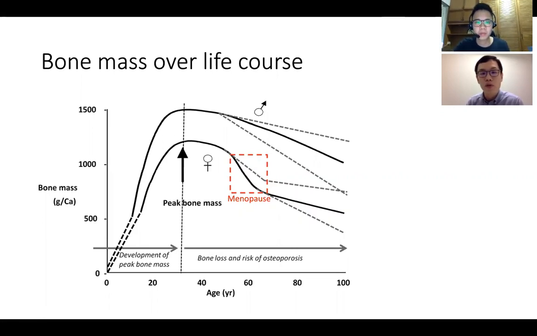For women, unfortunately, due to menopause, they start to have rapid bone loss around the perimenopausal period. That's when they start to be at risk for bone deterioration and fragility, and that puts them in the osteoporotic range. Whereas for men, they only start to enter the range of osteoporosis more in the late 60s to 70s.